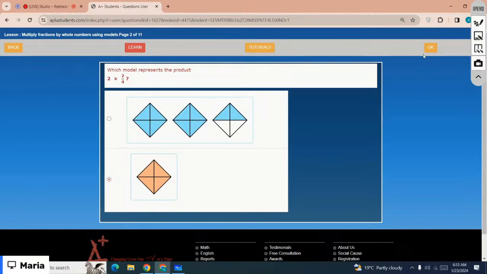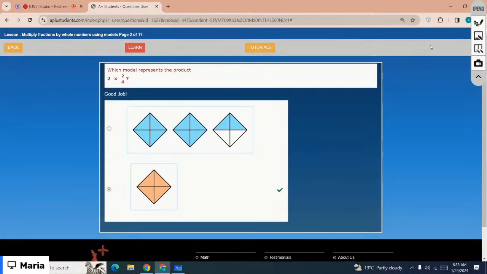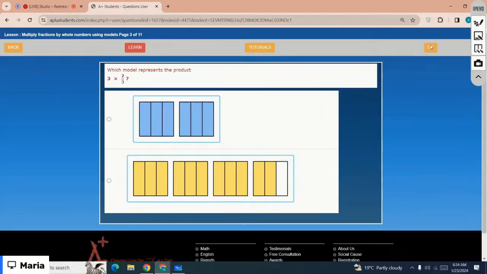Option number 2 is the correct option. 2 times 2 is 4. Multiply the numerators. The correct option is the one that has 4 portions colored. So option number 2 is the correct option. Which model represents the product? Which is the correct option?